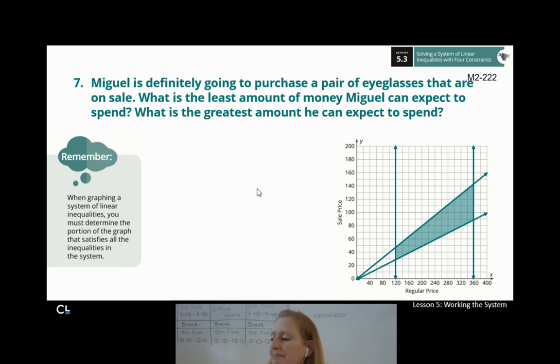So if we're looking for the least amount he's going to spend on sale glasses, then we need to look at the lowest point in our shaded region, which appears to be right about there. And that's about $30. So the least amount of money he would expect to spend would be $30. And if we want to know the greatest amount, we need to look for the highest point in our shaded region, which of course is up here. And so if we come across, boom. It looks like the greatest amount he can expect to spend is $140.